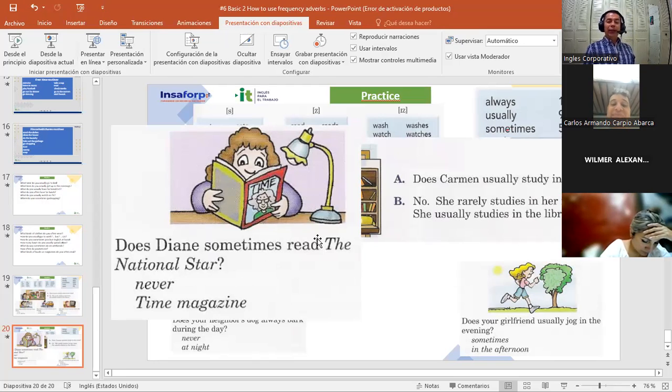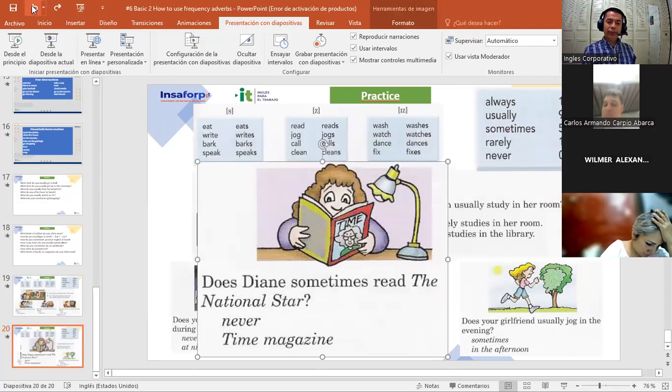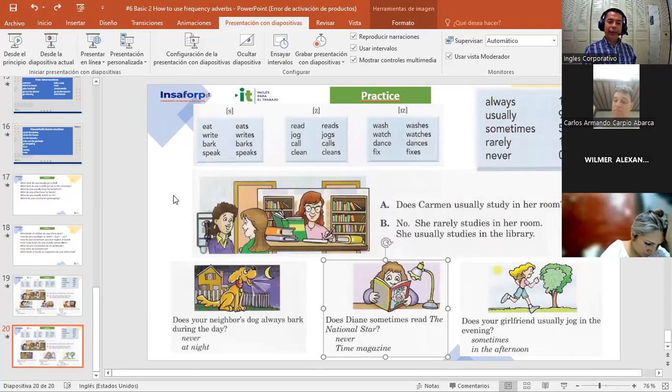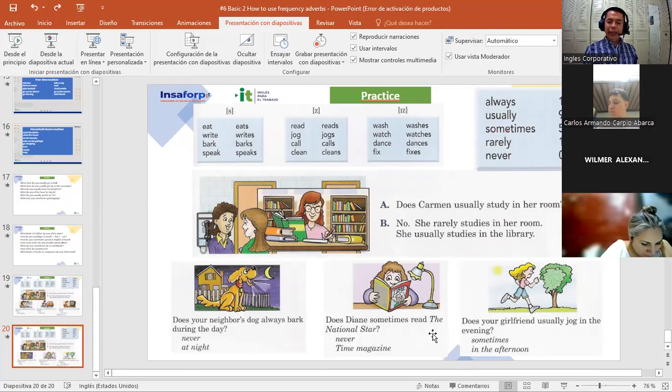Ok. Now, again, Carlos, does Diane sometimes read the National Star? No, she never reads the National Star. She usually reads Time Magazine. Excelentoso. Okay, very good. Thank you very much. Ahora permítame, voy a regresar a donde estábamos. Okay, ahí estamos. Good.